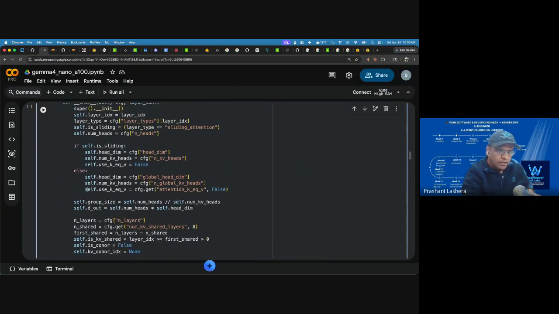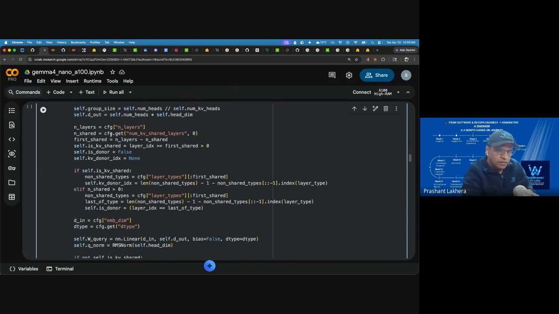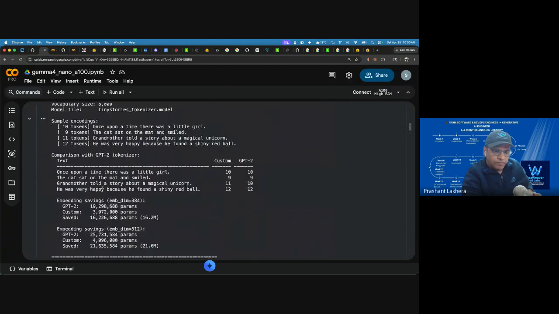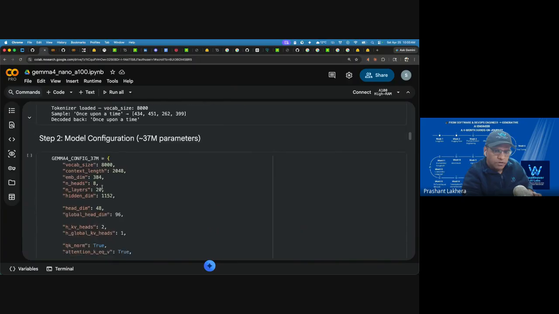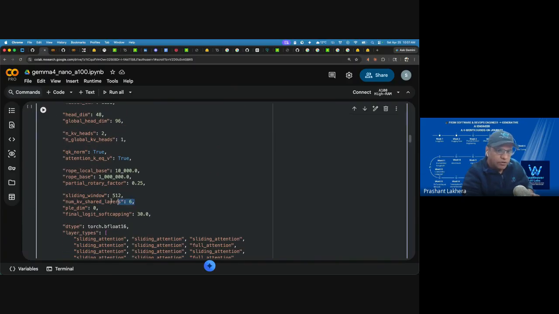One more thing, if you look at this entire code, here we are just checking if the layer is sliding or not. So for example, like I told you, the 4 layers will be the local ones, and then we have the global one. So we are just checking which layer is the global one and which layer is the local one. Next, we are checking the KV share that I have told you, whether we are sharing the keys or layers or not. If you go back to the code, I told you that out of the 20 layers, only 6 of them are going to share. So that's the only thing we are defining.